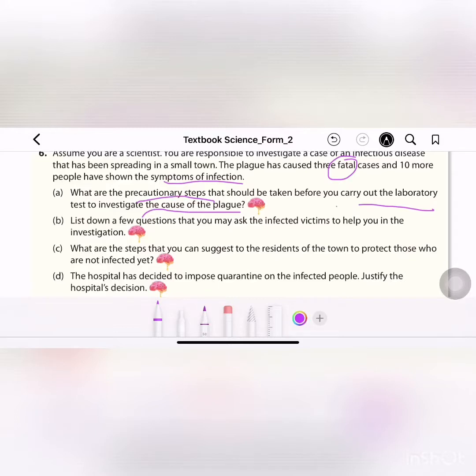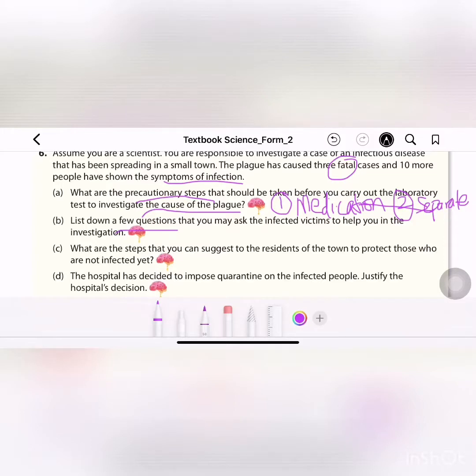Okay, so there's 2 ways. 1, give medicine or give medication or give treatment. 2, separate, because this disease is infectious, so you have to separate them. B, list down a few questions. Now this one, no fixed answer.